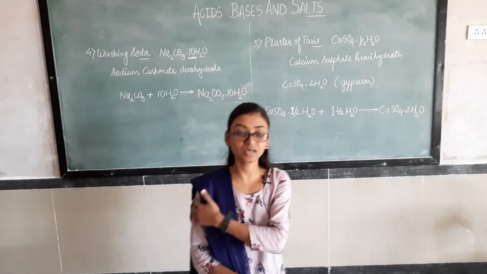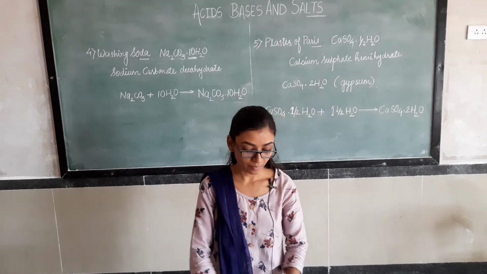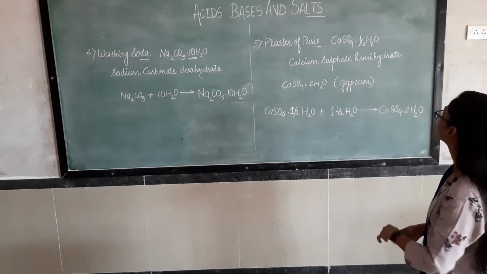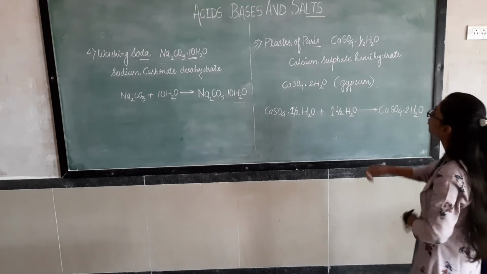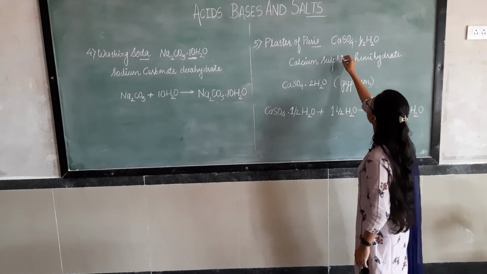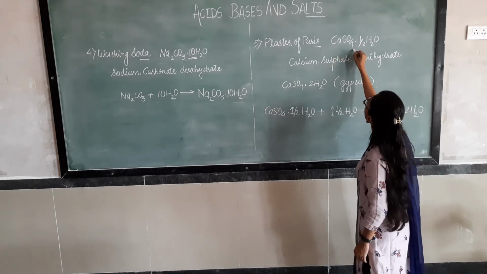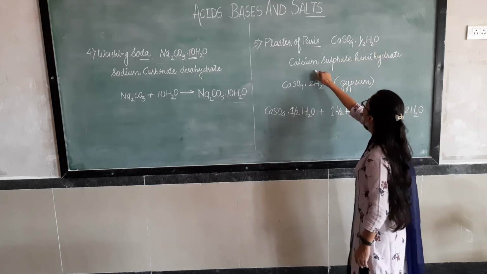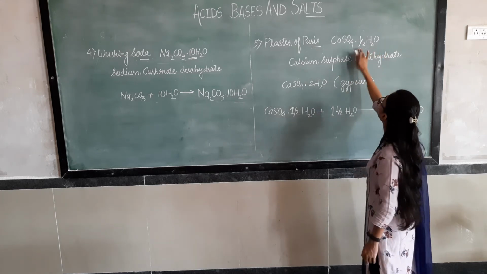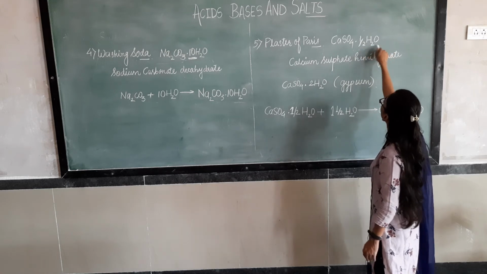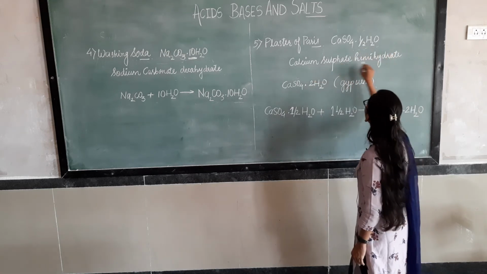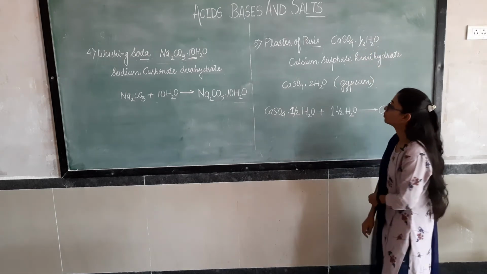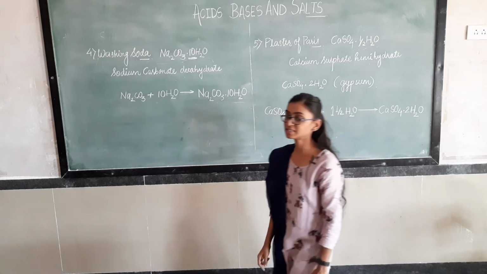And the next salt that we have is plaster of Paris. That is made up of calcium sulfate. What is the chemical formula of that? Calcium sulfate dot half H2O, means calcium sulfate hemihydrate. Hemi means half, water means hydrate. Calcium sulfate hemihydrate is CaSO4 dot half H2O. Now how is it formed?